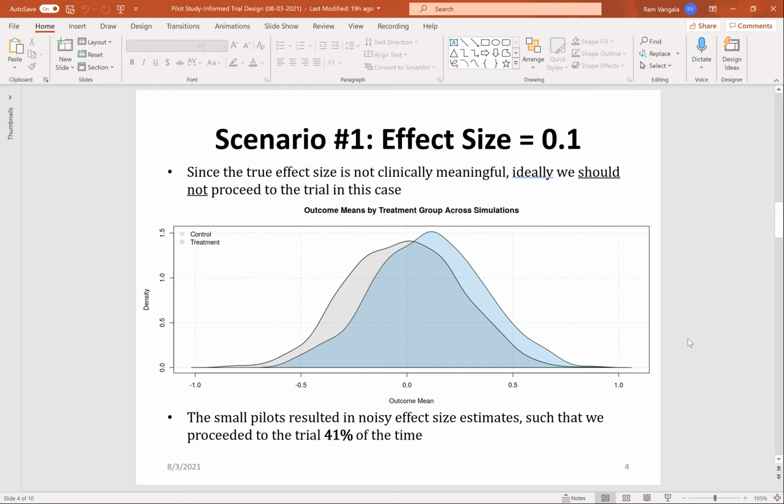And think about all the resources that go into running a pilot like this, and sometimes the ethical dilemmas that are involved in running a pilot like this. Just to do slightly better than a coin flip in making this decision seems pretty bad.